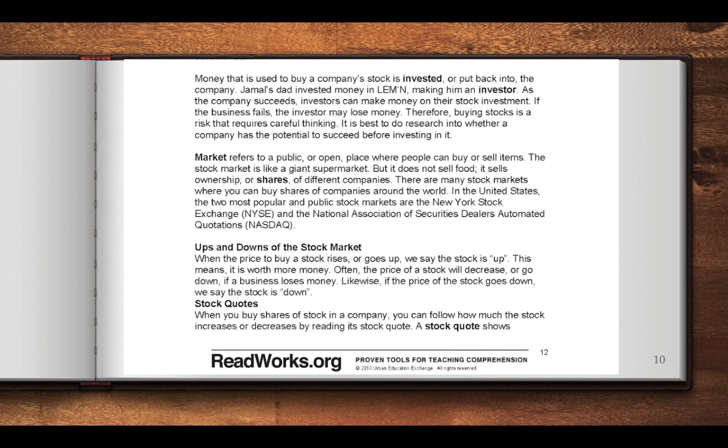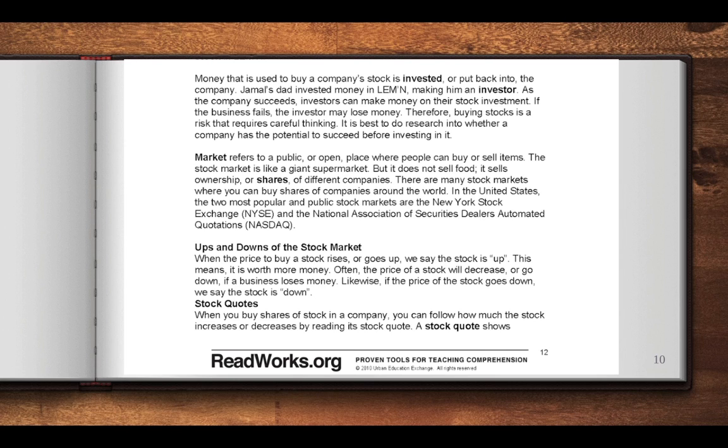Ups and downs of the stock market. When the price to buy a stock rises or goes up, we say the stock is up. This means it is worth more money. Often the price of a stock will decrease or go down if a business loses money. Likewise, if the price of the stock goes down, we say the stock is down.